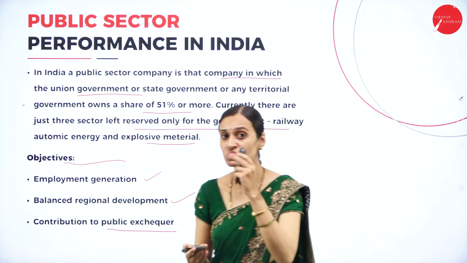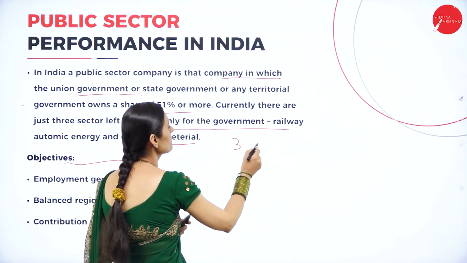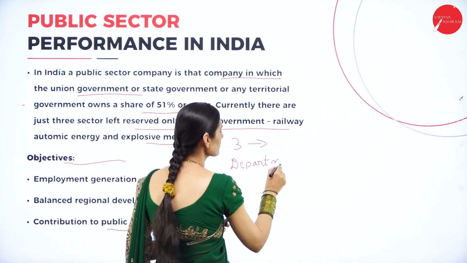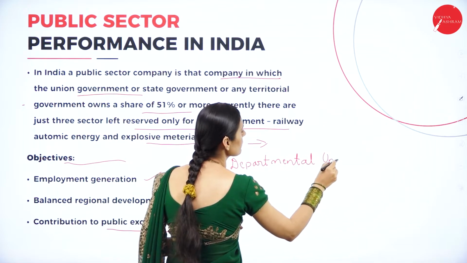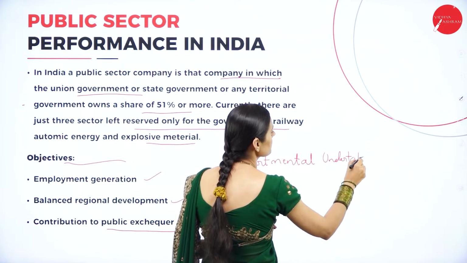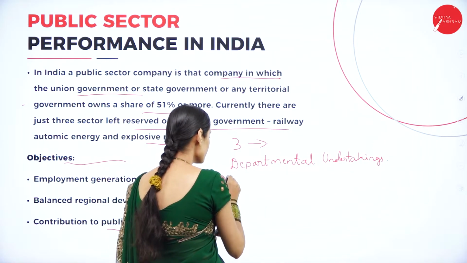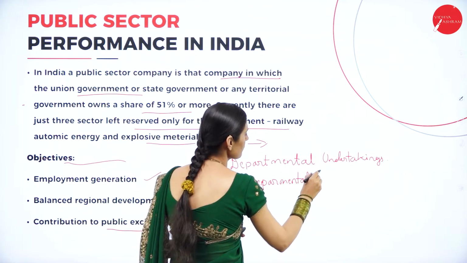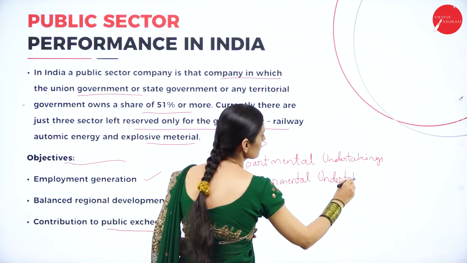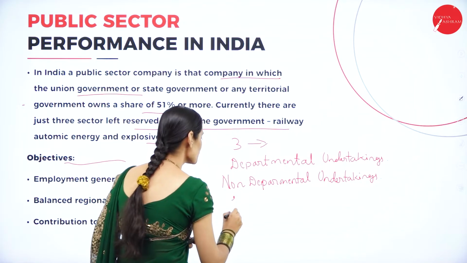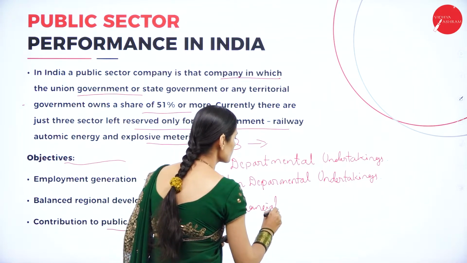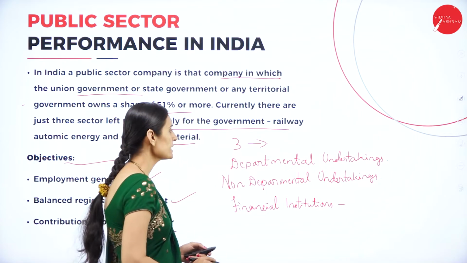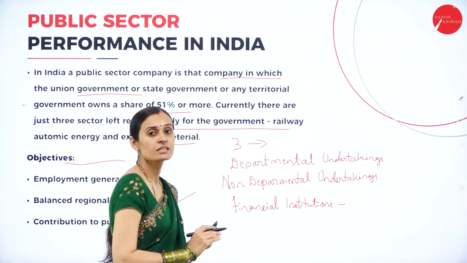And one more thing, there are three categories in the public sector. The three classifications in the public sector: one is departmental undertakings, and non-departmental undertakings, and financial institutions. Departmental undertakings are directly managed by the concerned ministry or concerned department.